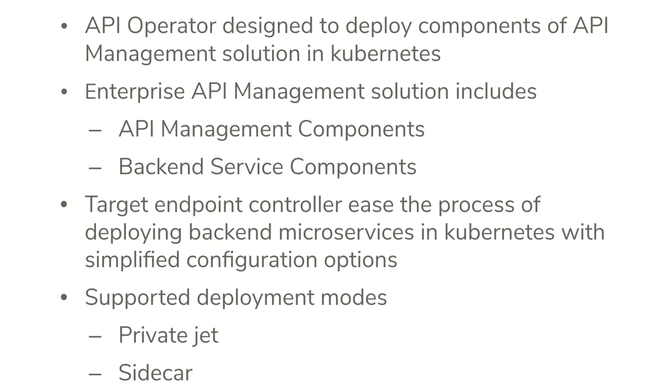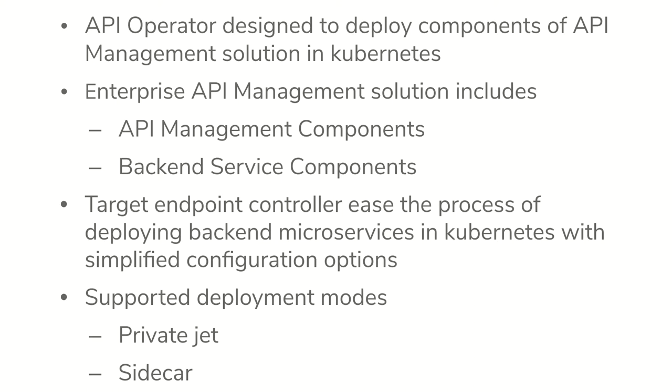First of all, our API Operator is designed to deploy components of an API management solution in a Kubernetes environment. In a typical enterprise, an API management solution includes API management components and your backend service components. Target Endpoint Controller is the process of deploying backend microservices in Kubernetes with simplified configuration options.